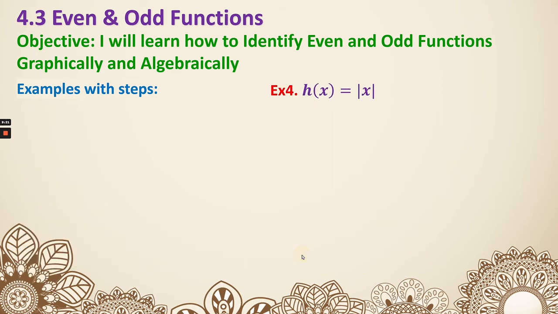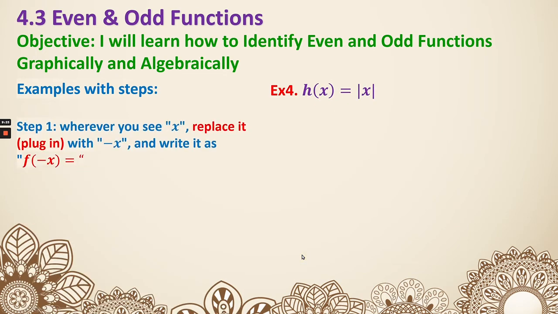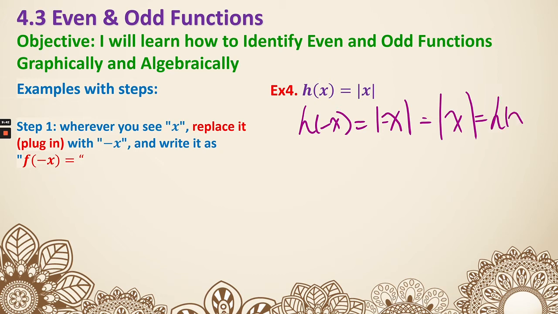Next, example 4. First, replace, so h of negative x is the absolute value of negative x. And absolute value means anything that was negative is going to be changed into a positive. So that happens to be the same as just the absolute value of x. And that means it's the same as h of x. So it's an even function.